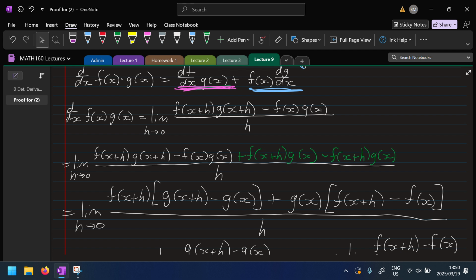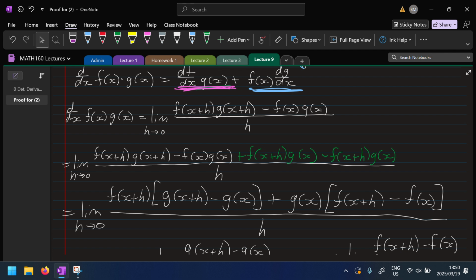So this f of x plus h, this one, and that one, we put together into one. So we factor out f of x plus h, that stays here. And what are we left with? g of x plus h minus g of x. That's what we wanted. So we take this term, we take that term, we put it here. Because we want this. That's done now. Those terms you cross off, we're done.